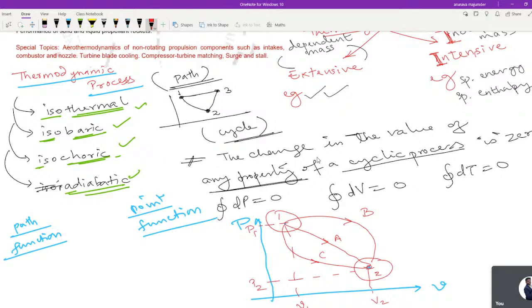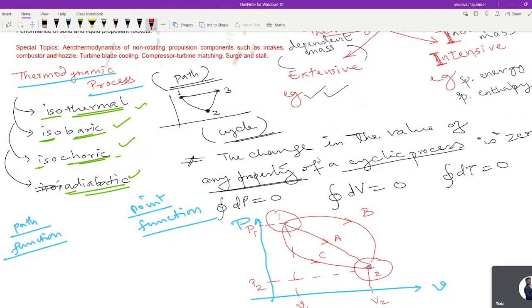So it is not a function of the end state. It depends on which path I'm following, whether I'm following the A path, the C path, or the B path. Our work done is going to differ.